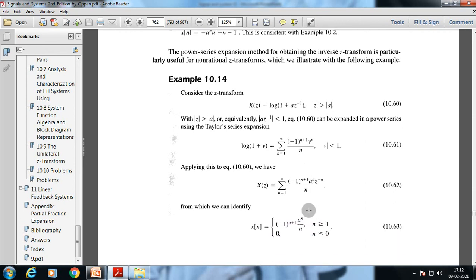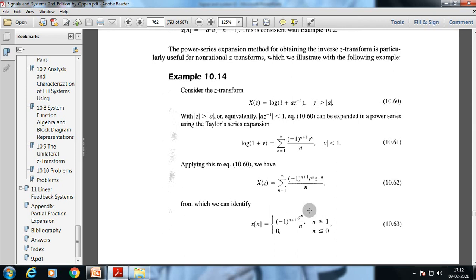Okay, so with this example, we are going to conclude today's lecture, and this is how we end our z-transform. In the next lecture, we're going to discuss the Laplace transform. Okay, so thank you.